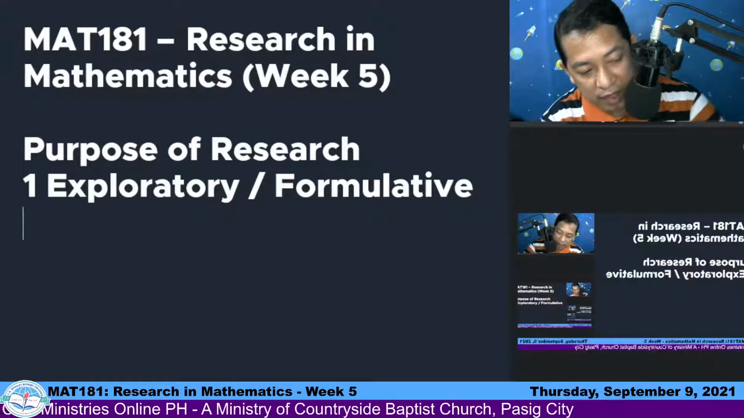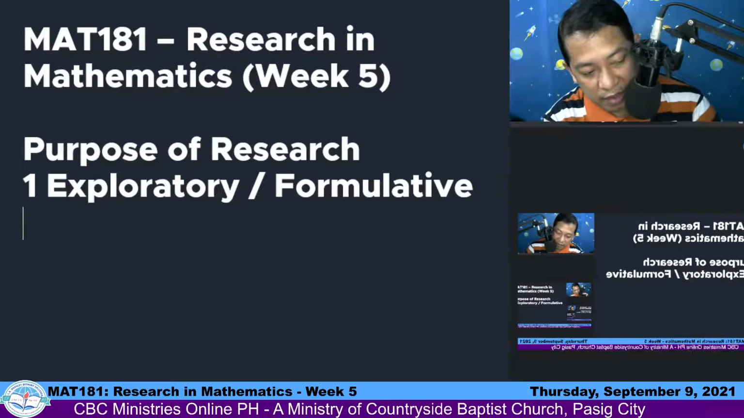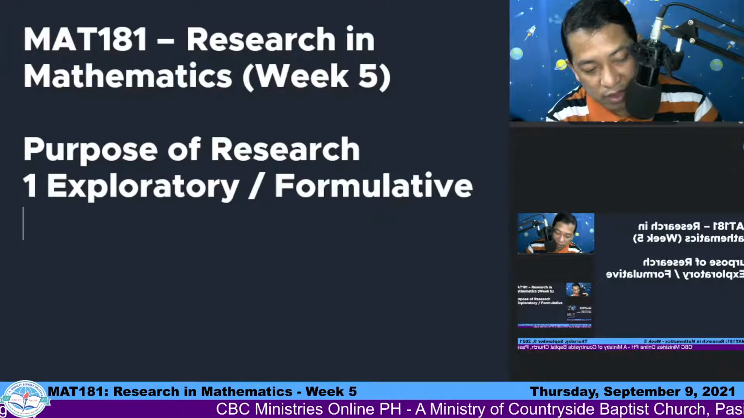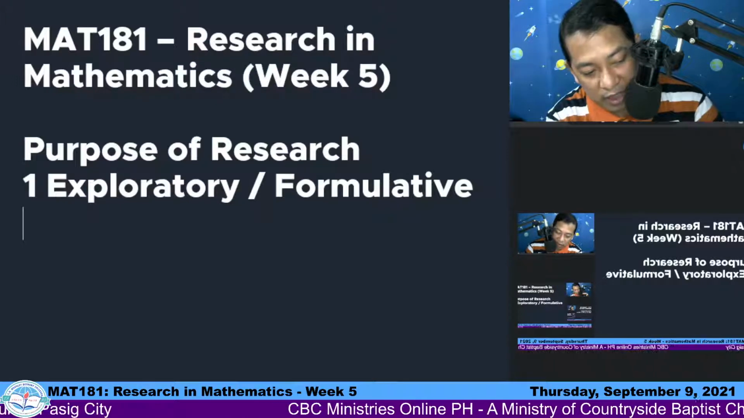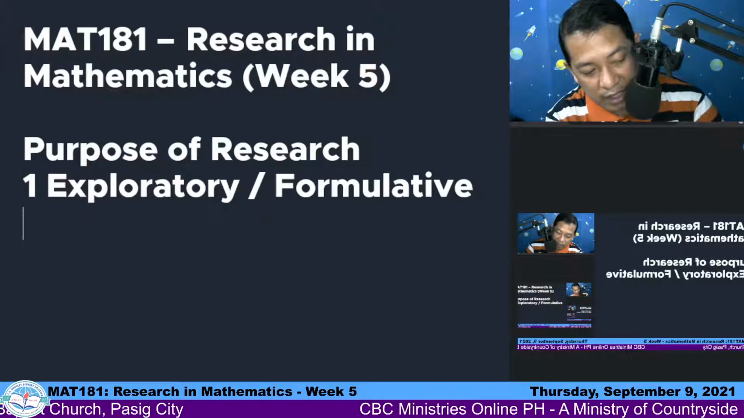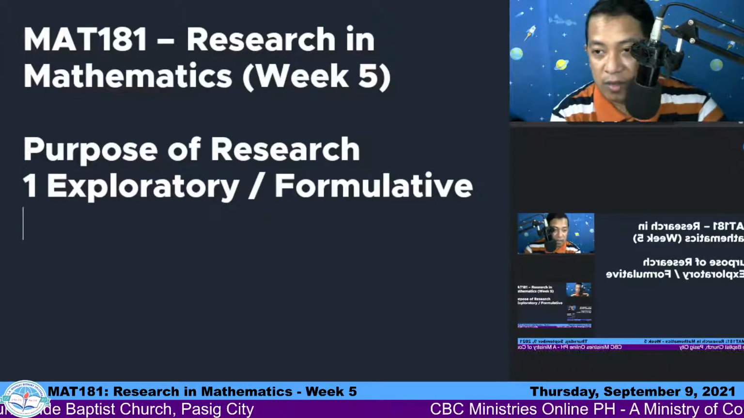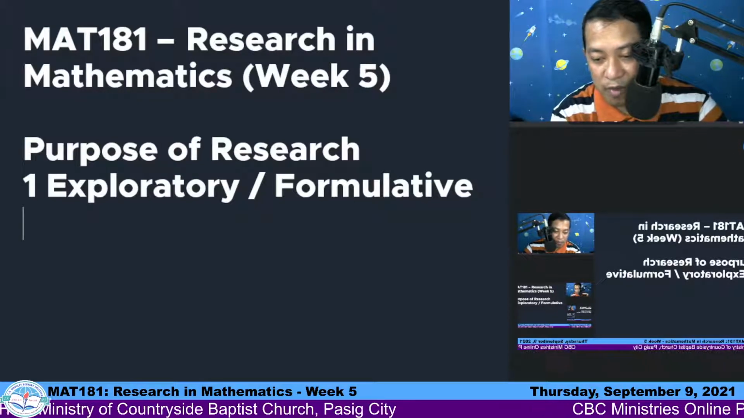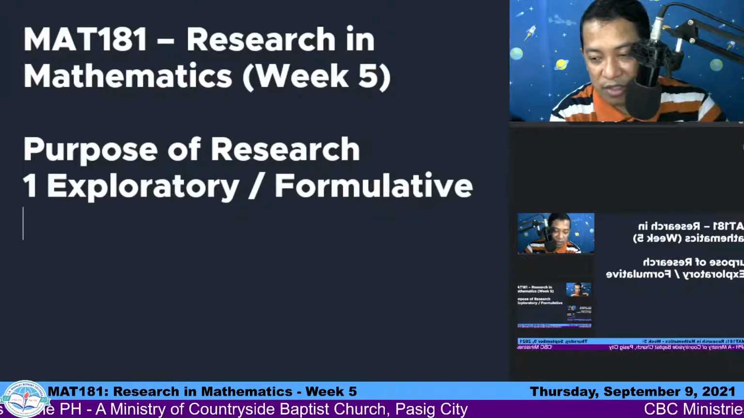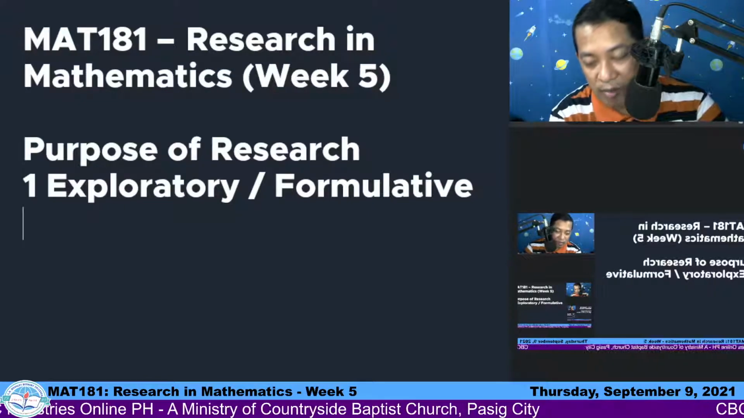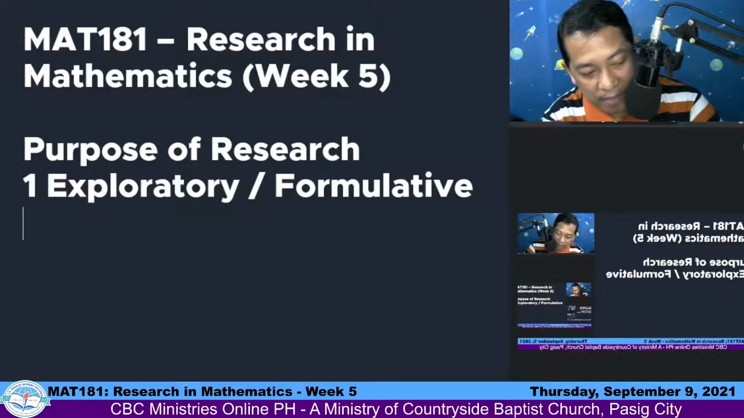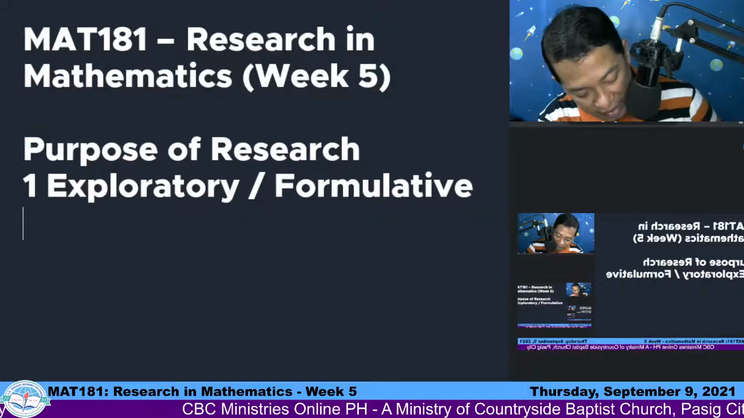Future research can answer. Exploratory research helps ensure that a more rigorous, more conclusive future study will not begin with an inadequate understanding. So the exploratory or formulative research should not begin with an inadequate understanding.